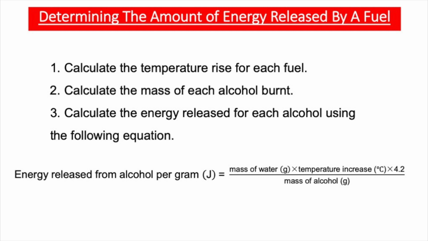So it's mass of water times temperature rise times 4.2, that gives you the energy in joules, and you divide it by the mass of alcohol burnt, because you want your answer in joules per gram. We want the energy released from the alcohol per gram.